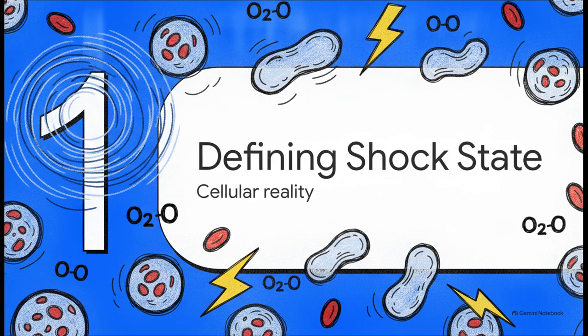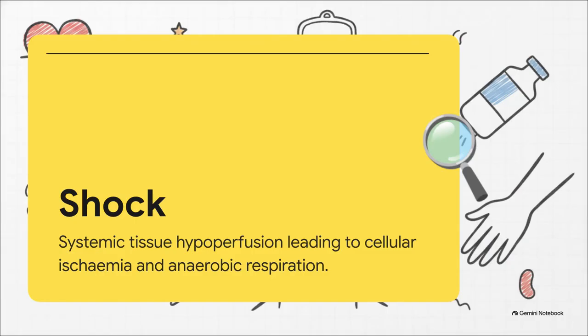Let's start with the foundational biological reality of what's actually happening at the cellular level. So, regardless of the initiator, whether it's a massive hemorrhage, a failing heart, or overwhelming sepsis, shock is fundamentally a state of systemic tissue hypoperfusion. The tissues are quite literally starving for oxygen. Because of this, the cells are forced into anaerobic respiration and they start pumping out lactic acid. If you don't resuscitate this quickly, this cellular ischemia triggers local inflammation that eventually flushes right into the systemic circulation. This leads directly to reperfusion injury, and ultimately, the whole system crashes into multiple organ failure.